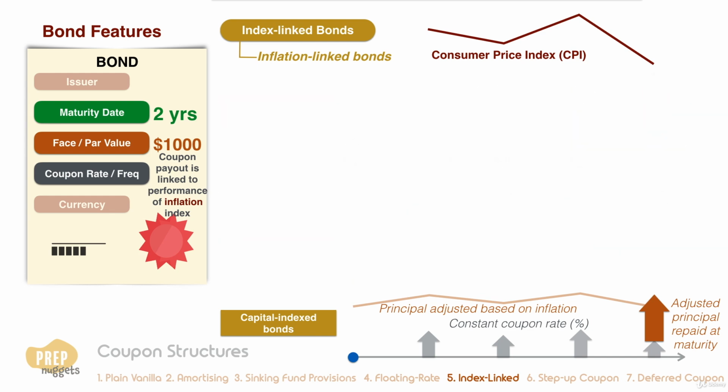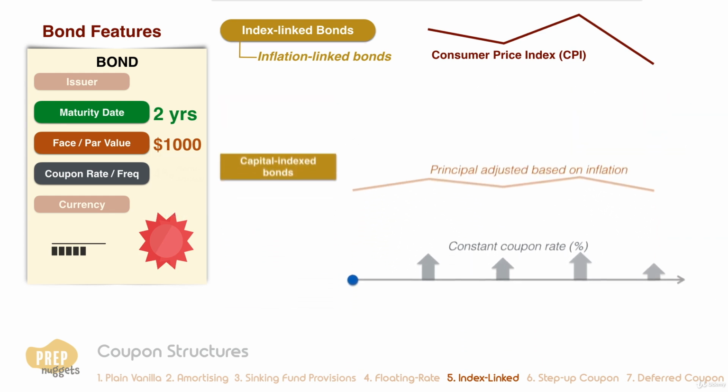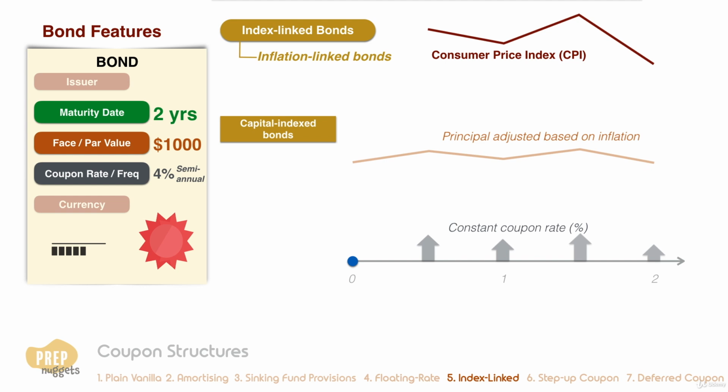To elaborate, let's consider a capital index bond of 2 years tenor, $1,000 par value, with a coupon rate of 4% that is paid out half yearly. The principal at initiation is $1,000. Let's say the Consumer Price Index increased by 1% in the next period. The principal will be adjusted to $1,010.